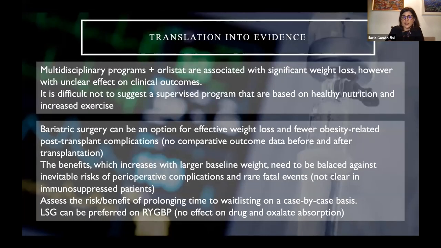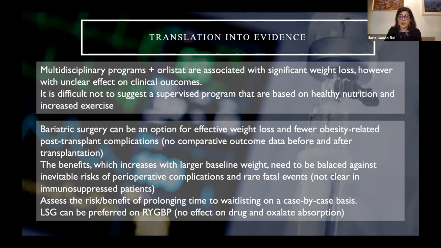So let's translate into evidence. Multidisciplinary programs, plus or minus orlistat, are associated with a significant weight loss, however, with unclear effect on clinical outcomes. It is difficult, however, not to suggest a supervised program that is based on healthy nutrition and increased exercise. Bariatric surgery can be an option for effective weight loss and fewer obesity-related post-transplant complications. However, we do not have comparative outcome data before and after transplantation.